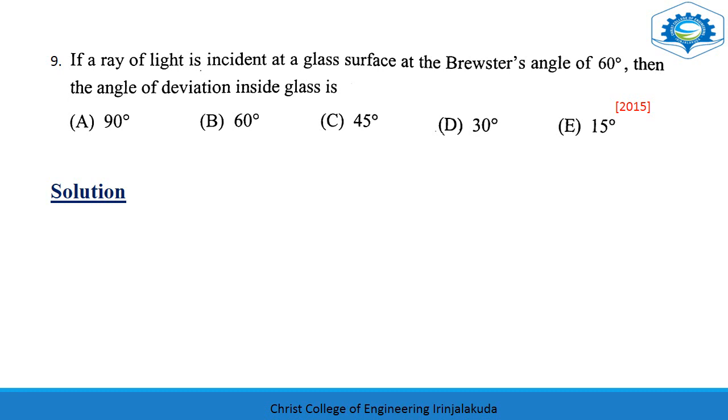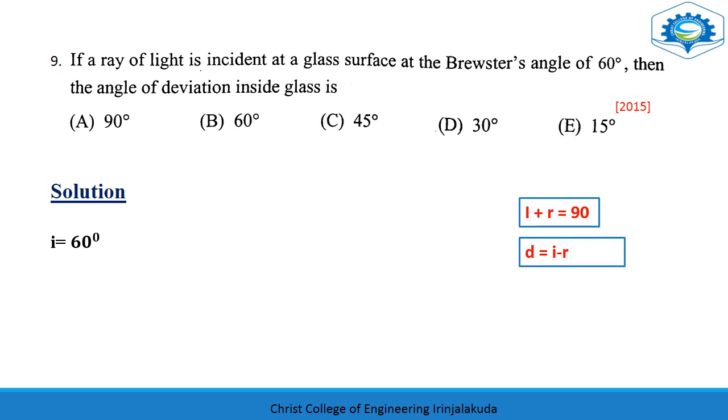Next question. If a ray of light is incident on a glass surface at the Brewster's angle of 60 degree, then the angle of deviation inside the glass is. Question from 2015 paper. Here you can remember the equation I plus R is equal to 90 degree, where I is the angle of incidence. This angle is also called Brewster's angle. R is the angle of refraction. Second equation, D is equal to I minus R. D is the angle of deviation inside the medium.